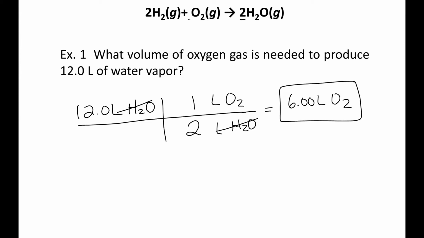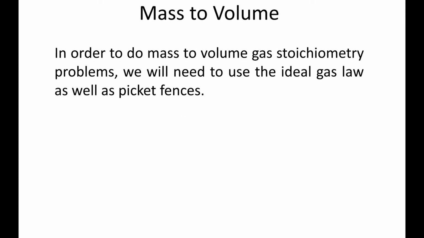These are very simple. They don't get hard or difficult or whatever you want to call it until we get to mass and volume. Okay, in order to do mass to volume gas stoichiometry problems, we will need to use the ideal gas law as well as picket fences.